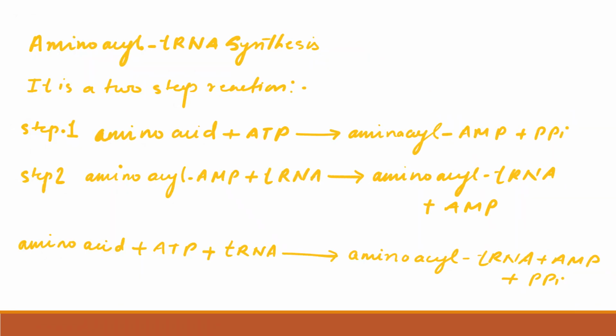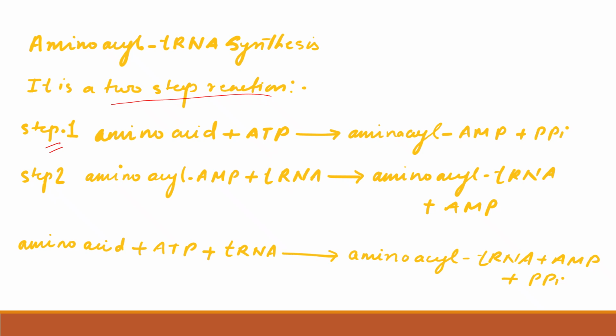So let's revise the process one more time. Aminoacyl tRNA synthesis is a two-step reaction. In the first step, amino acid and ATP will react at this active site, forming aminoacyl AMP and PPI. Then, at step 2, aminoacyl AMP will react with tRNA, forming aminoacyl tRNA, and AMP will be released.